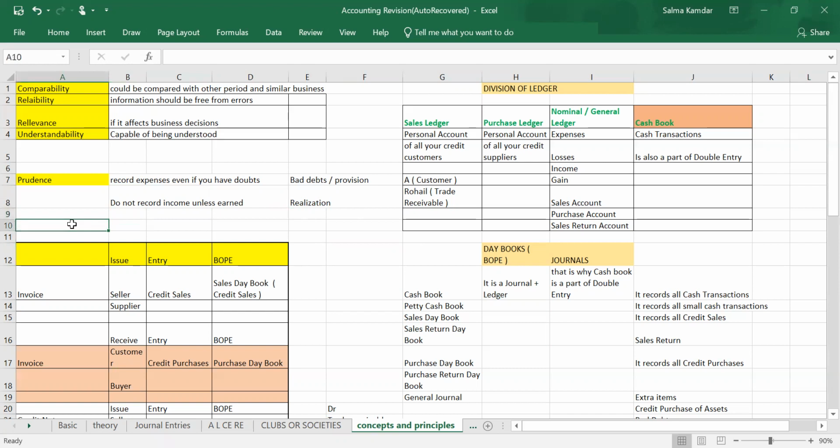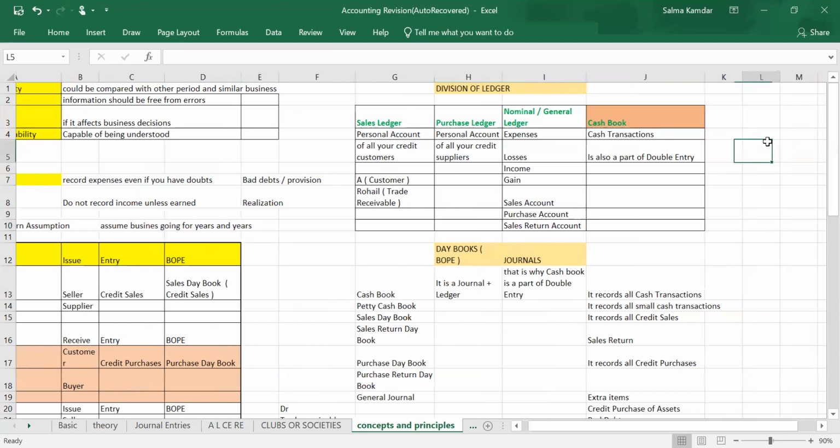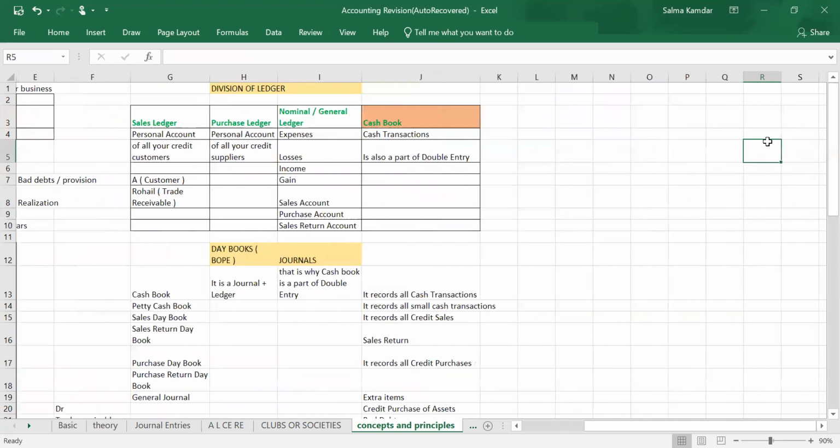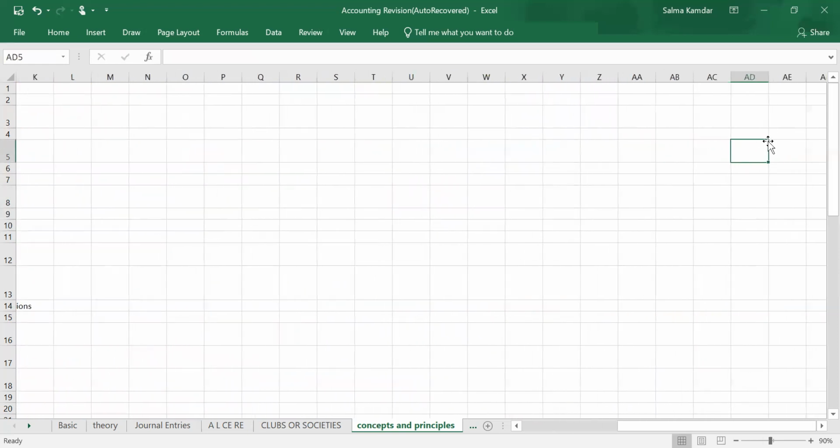Then there is one thing called the going concern assumption. Do you know about it? No. The going concern assumption tells you that whenever you are recording anything in your financial statements, you assume that the business is going to continue for the future, for years and years. What is the going concern assumption? Assume the business is going for years and years.